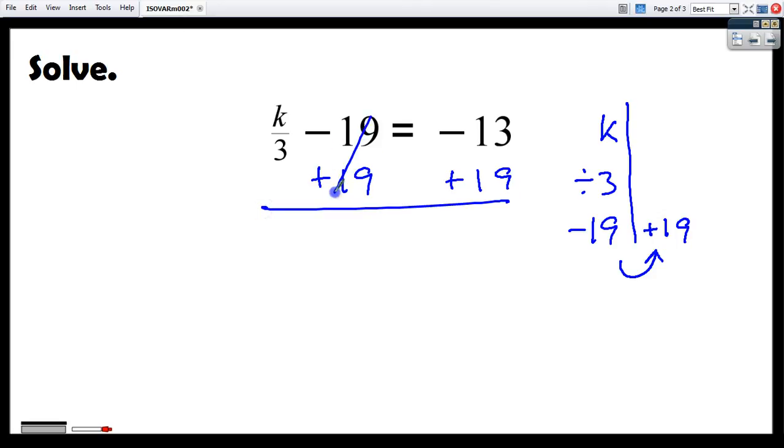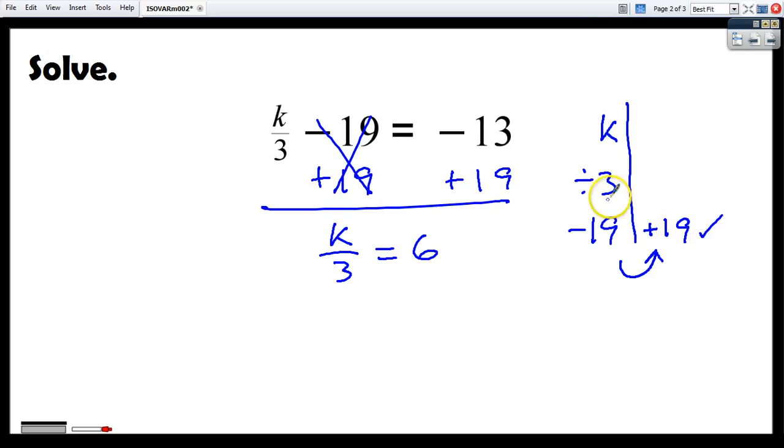And this, of course, cancels out. They're opposites. Opposites always cancel each other out. So we get k divided by 3 equals, and negative 13 plus 19 would be 6. So it takes care of that step.